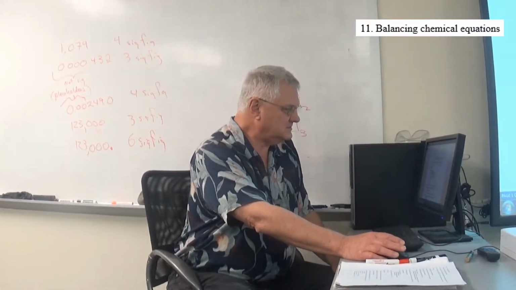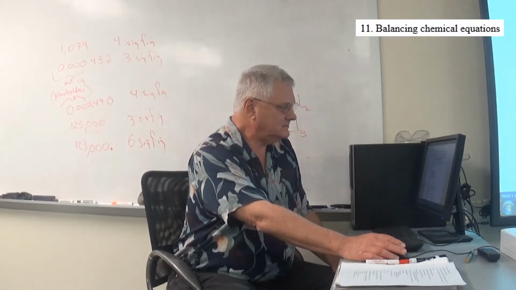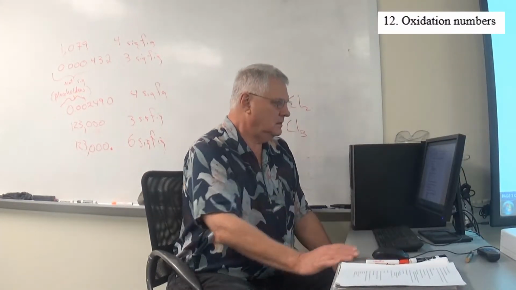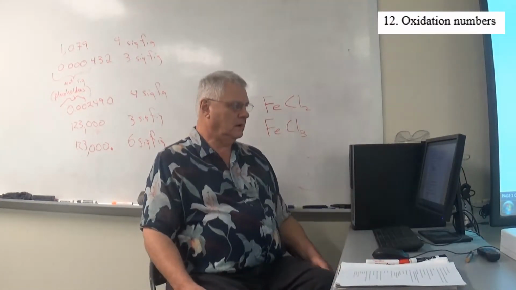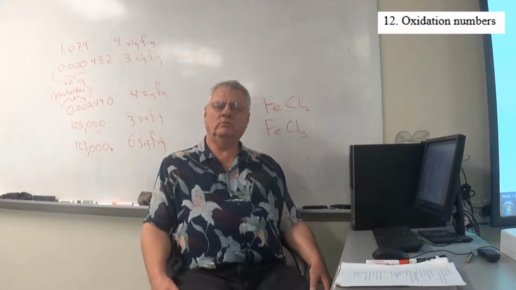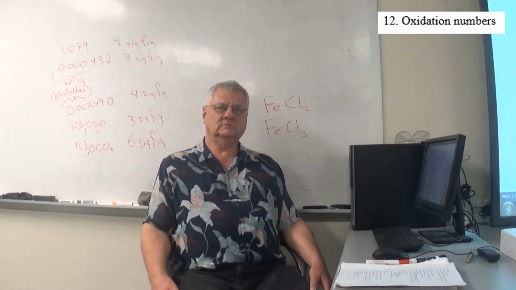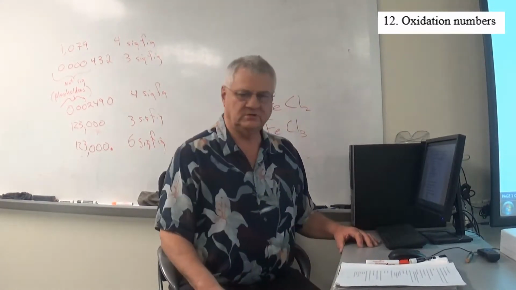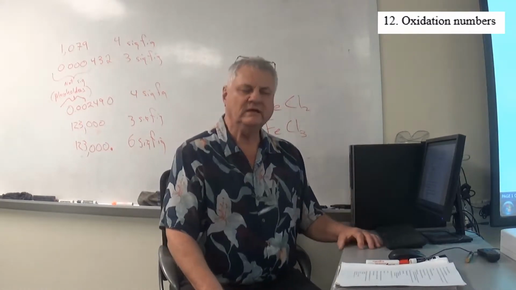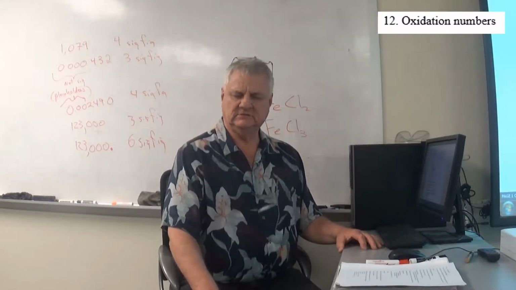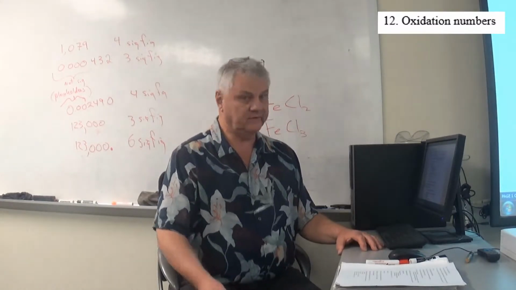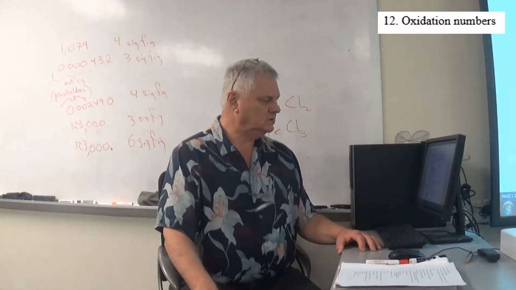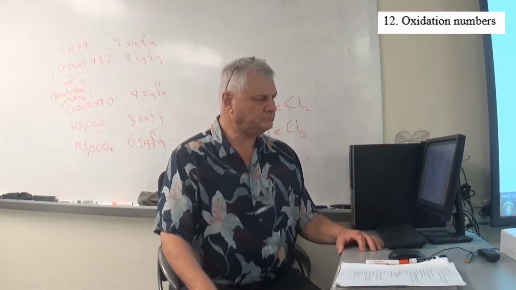Balancing chemical equations, we've done that a variety of ways in this semester. Oxidation numbers, I'll have on the exam the rules for oxidation numbers. Chemists assign oxidation numbers that are related to the oxidation state of each element that's in the formula of a compound or a polyatomic ion. And there's rules, generally speaking.